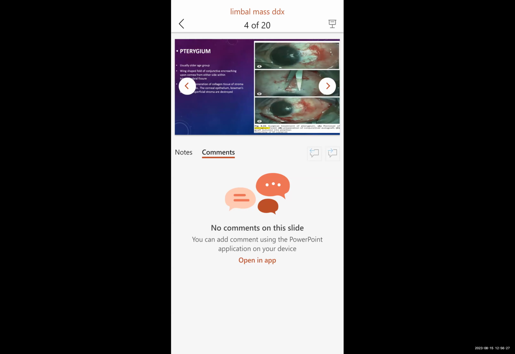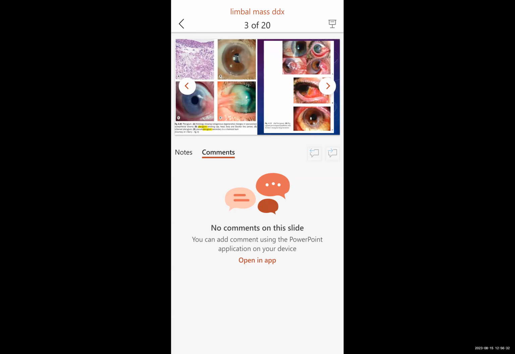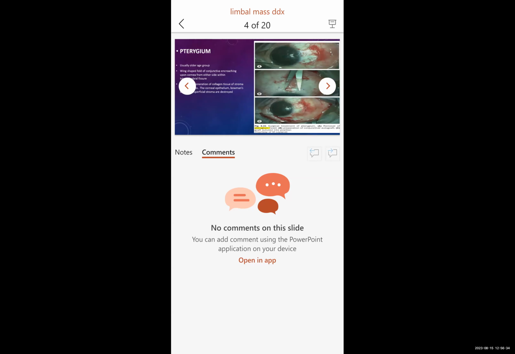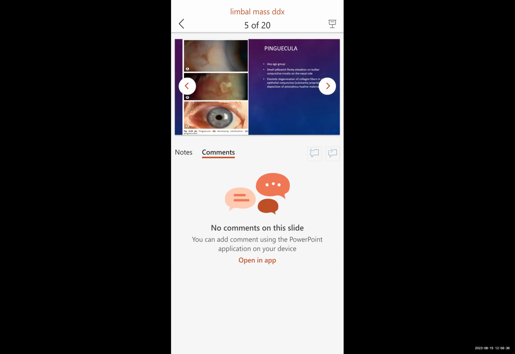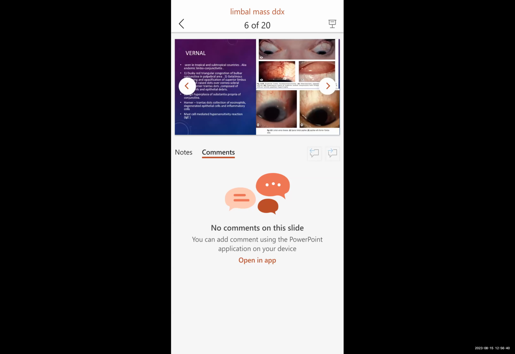Common conditions are pterygium, which is a wing-shaped fold of conjunctiva consisting of head, neck, and body. Pinguecula is a yellowish, fleshy elevation. Both conditions are associated with risk factors of sunlight and dry eyes. Vernal is also known as endemic limbo-conjunctivitis and appears as Horner-Trantas dots at limbus and limbal hypertrophy. It's an IgE-mediated hypersensitivity response.